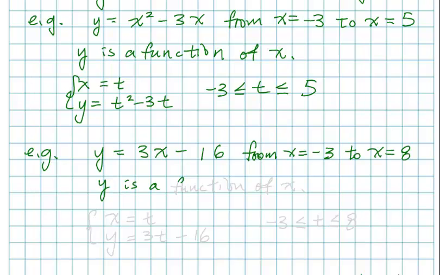Another example, y equals 3x minus 16 from x equals -3 to x equals 8. Again, y is a function of x. The pair of parametric equations is x equals t, y equals 3t minus 16, where -3 is less than or equal to t, and t is less than or equal to 8.